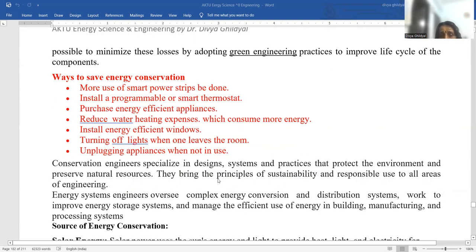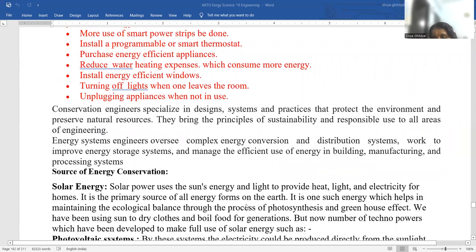Conservation engineers specialize in designs, systems, and practices that protect the environment and preserve the natural resources. They try to bring in more of the principles of sustainability and responsibility to see to it that people do not waste energy. Energy system engineers try to make it a point to see that wastage of energy is less.